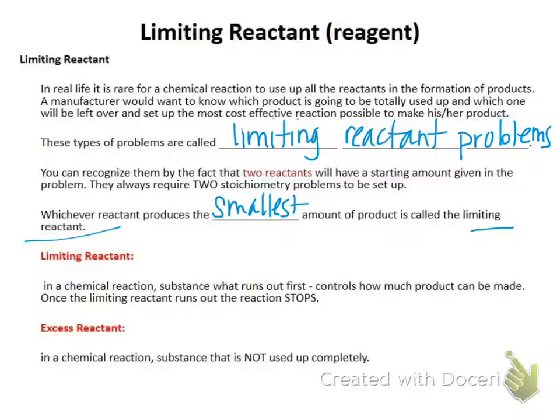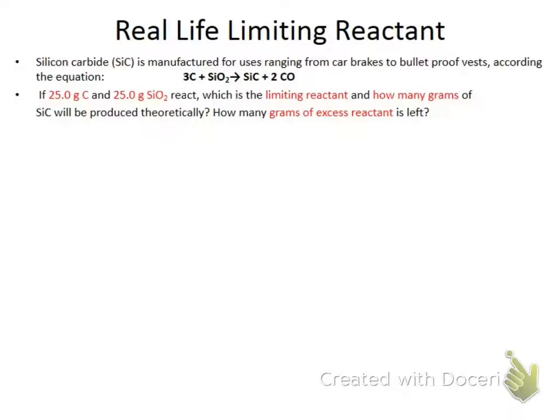So basically, it's very simple as far as what we did from yesterday. We're just going to work the problem twice, once with each reactant, and then we're going to see whatever gives us the smallest answer. All right, so here is an example. We're only going to work one of these because that's all we need to do. On one of these, you can cross out how many grams of excess reactant is left. We will not be doing that. It's for pre-AP.